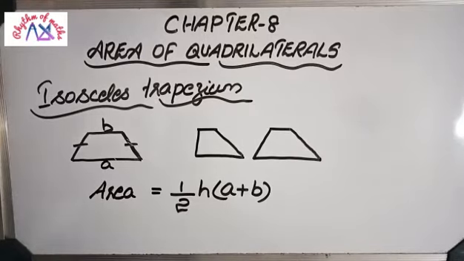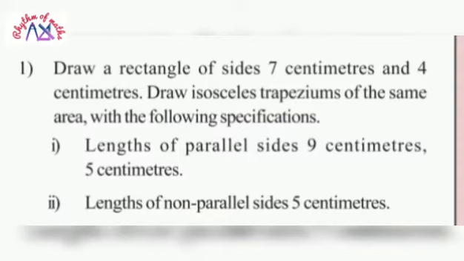Now let's move on to problems from the textbook. So the activity from this section, page number 156. Check your textbook once more, maybe the page number will be different. Anyway, first activity from this section, isosceles trapezium. Here is your first question. Draw a rectangle of sides 7 cm and 4 cm. Draw isosceles trapeziums of the same area with the following specifications. First sub question, length of parallel sides 9 cm, 5 cm. Second sub question, length of non-parallel sides 5 cm.